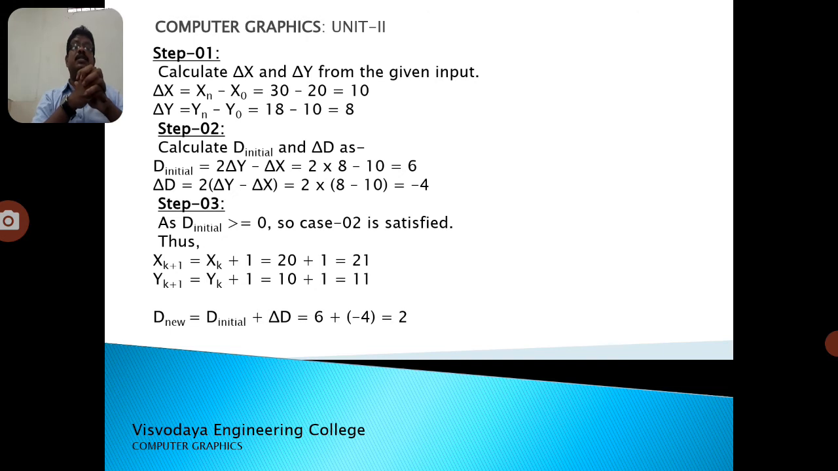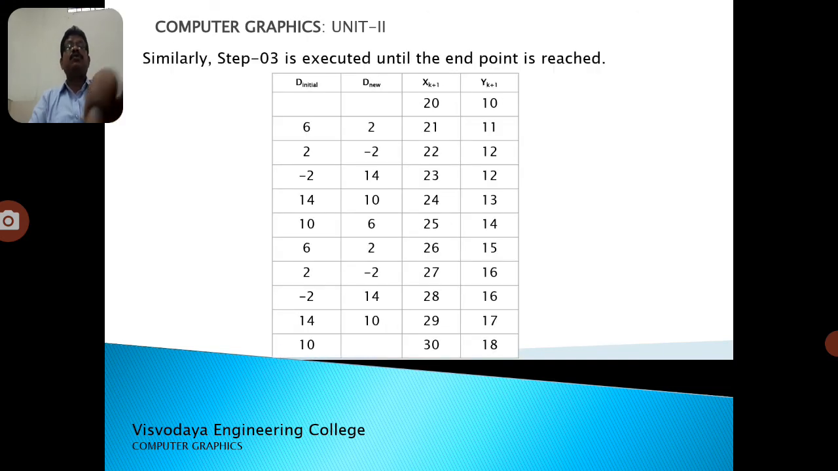What is the d initial value? That is 6, and the delta d value is minus 4. So what is the d new value? That is 2. So we will find the d new value, and we will find the next coordinates of x and y, that is xk plus 1 and yk plus 1. After deriving these values, now you make it in tabular form.